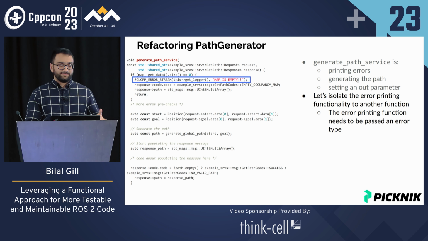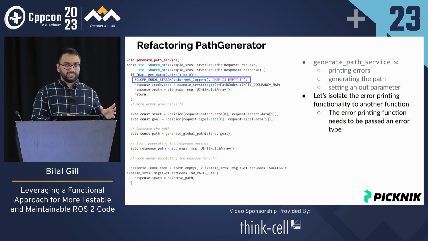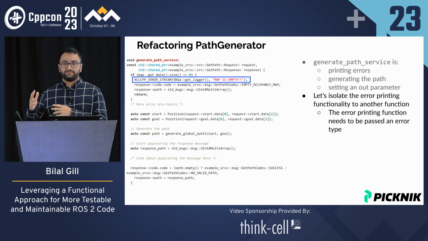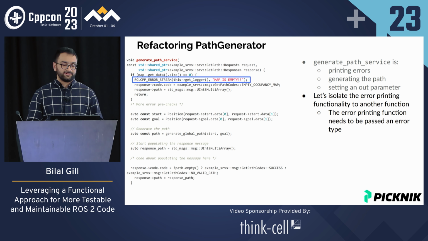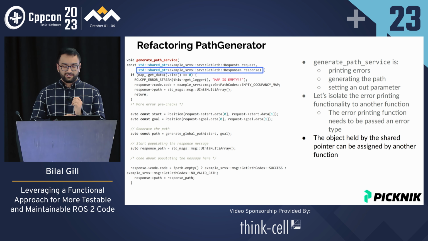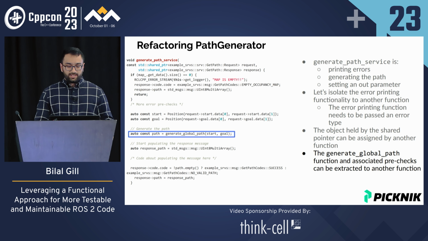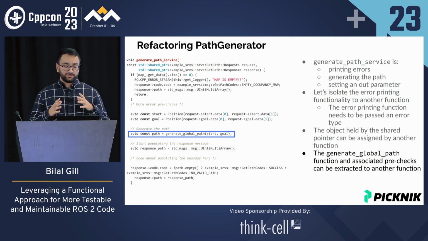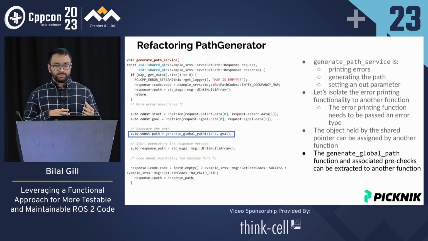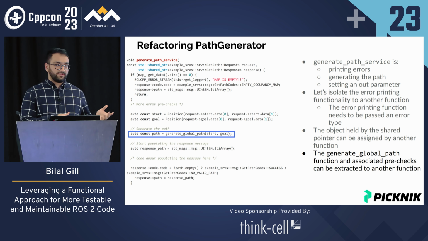So this is going to be our refactoring strategy. Let's try to isolate the error printing functionality to another function, right? If you want to do that, that means that the error printing function needs to have an error code or something passed in. So the object held by the shared pointer can be assigned by another function. And that, in this case, changes mutable state into a return from a function. And the generate global path function and all of the associated prechecks, let's extract that into another function. So our goal for this refactoring is to refactor the code into its core functionality, which can be expressed via pure functions, and side effect bearing code.